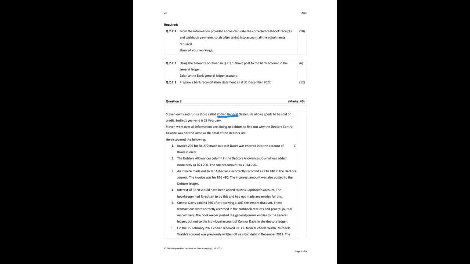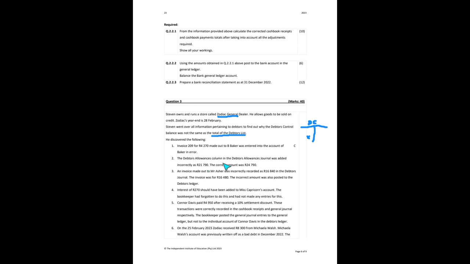And at the end of the month of February, Stephen went over all the information because he discovered that his debtors control account, so in other words, his T account in the general ledger, the debtors control T account, the balance would be on the debit side. Why does his debtors control account not match up with the total of the debtors list? So he discovered the following, and then they give us all this other information about various different customers.